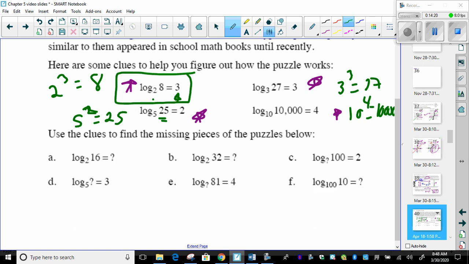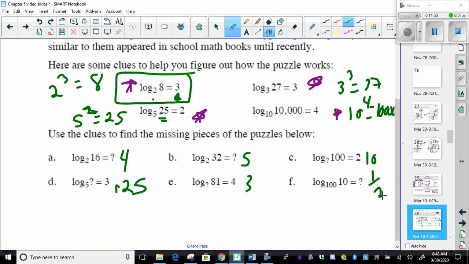So 2 to what power is 16? That's 4. For B, 2 to what power is 32? That's 5. So now C, I've taken away your base. What squared is 100? Well, that's 10. For D, 5 to the 3rd is what? Oh, 5 to the 3rd is just 125. What to the 4th power is 81? That's 3. And 100 to what power is 10?